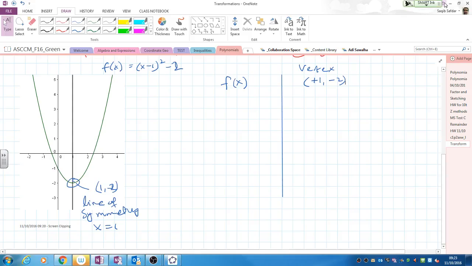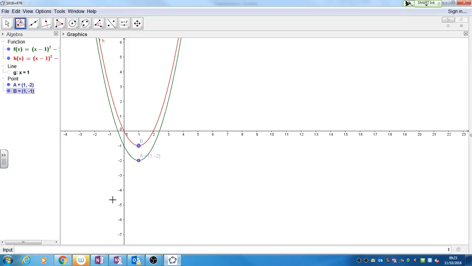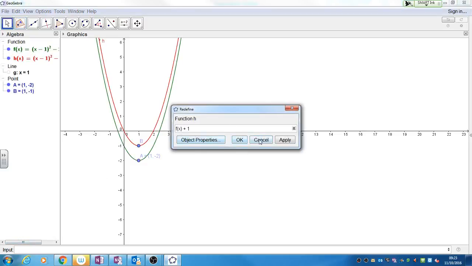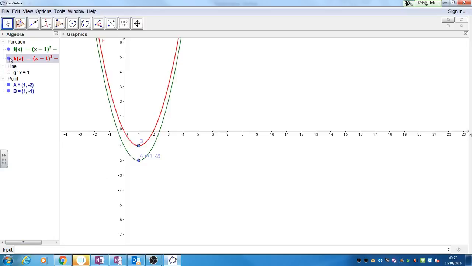So therefore, to fill in our table, if we've got f of x plus 1, the x coordinate stays the same, the y coordinate goes up by 1. Agreed? Alright, let's now go back to our GeoGebra, and in fact I can get rid of the red one.